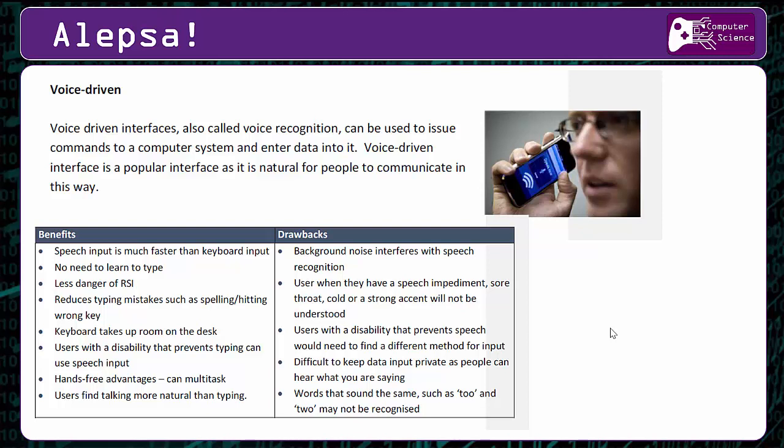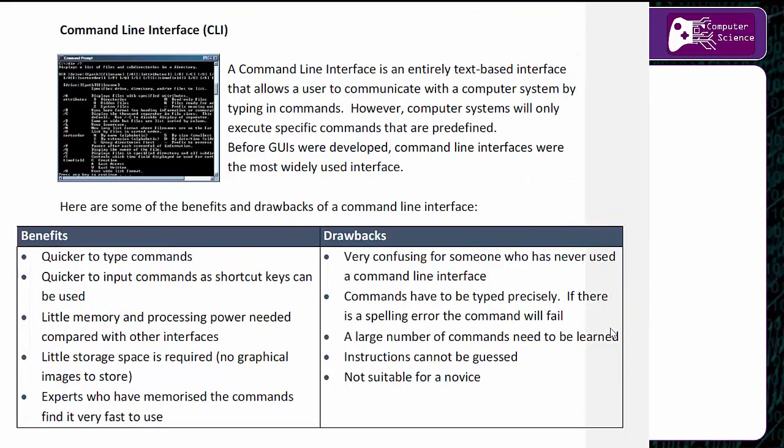Some of the drawbacks: you need to be in a quiet environment because the background noise might interfere with it. People with a speech impediment would struggle with that, or even if you've got a strong accent or a sore throat, you're not going to be able to interact with the device as easily. It's difficult to keep your data private because other people can hear what you're saying, and also some words have multiple meanings, such as "to", and may not be recognised in the correct way.